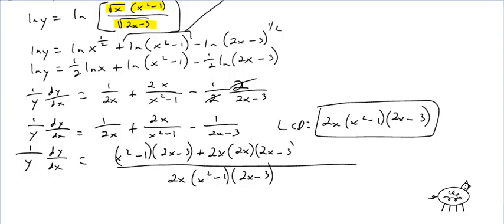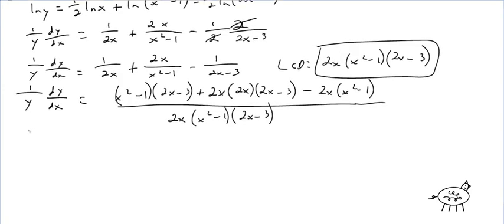And the next one's got a 2x minus 3, so it's minus 2x times x squared minus 1. Okay, little messy, but we're going to keep going here.